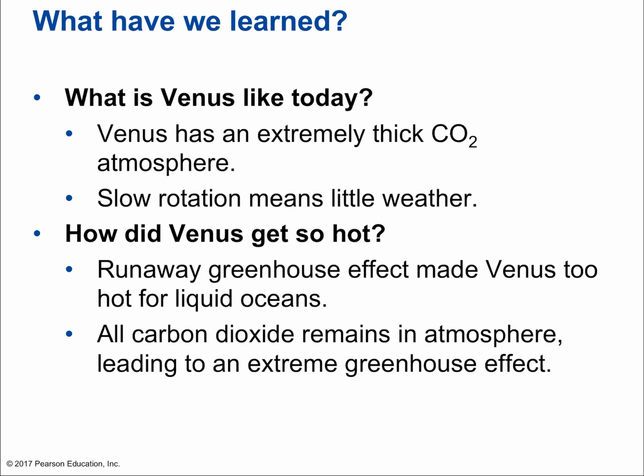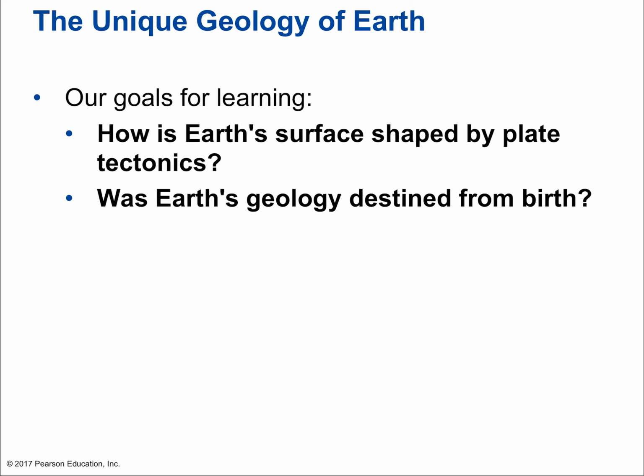Okay. So what is Venus like today? It has an extremely thick atmosphere. The slow rotation means little weather. The runaway greenhouse effect made Venus too hot for liquid oceans, and all the carbon dioxide remains in the atmosphere. None of it is trapped in rocks or the ocean like here on Earth. Okay, all right, so a little bit more about the unique geology of Earth.